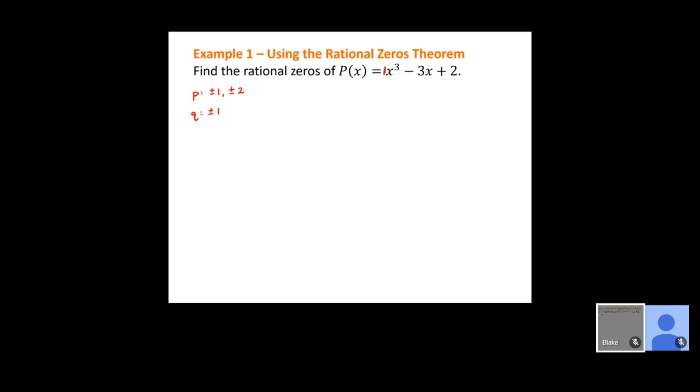Now what we want to do to find the possibilities is we're going to divide all the p-values by all the q-values. So when I do that, I'm going to start with the 1. I'm going to divide 1 by 1, which is going to give us 1. Now, again, we have a plus or minus 1 over a plus or minus 1. So any combination of those things is going to give us a positive 1 or a negative 1. So this is actually going to be plus or minus 1.